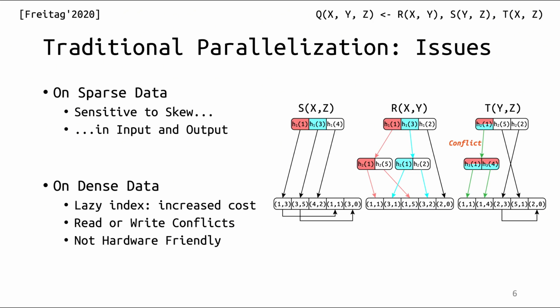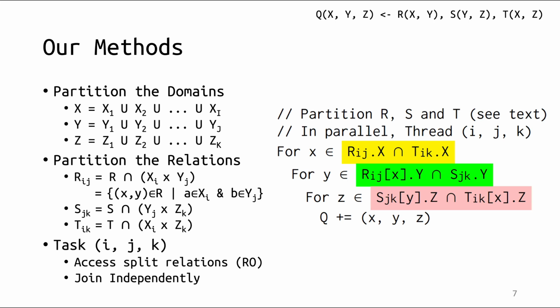Next, based on the above observation, we will describe the main ideas behind our parallelization of worst-case optimal joins. Our idea is quite simple. We partition across all variables instead of the top-level variables. That means x, y, and z each get split into several parts. Also, we assign each triple i, j, k to a thread or task.